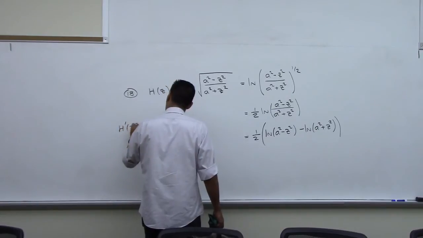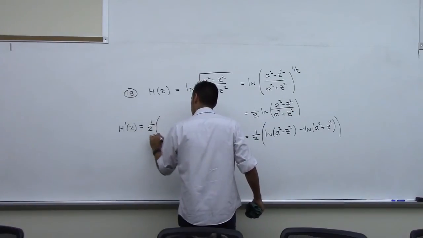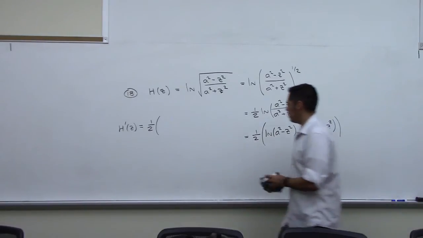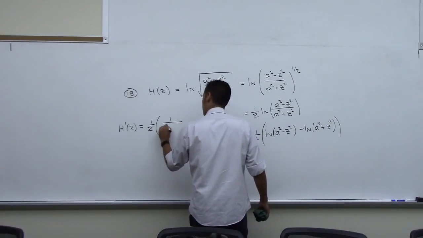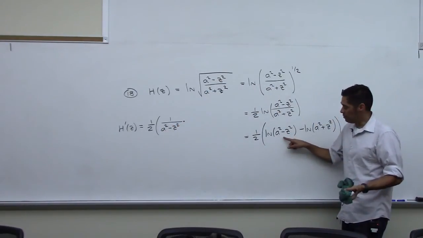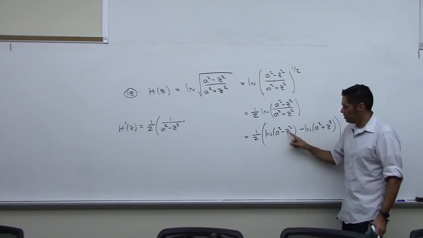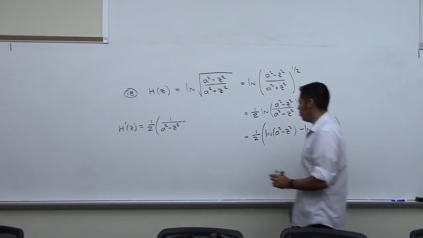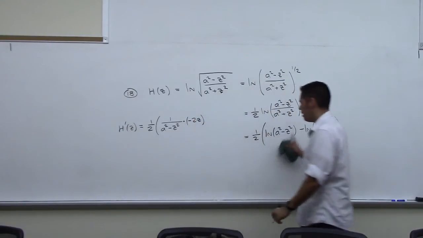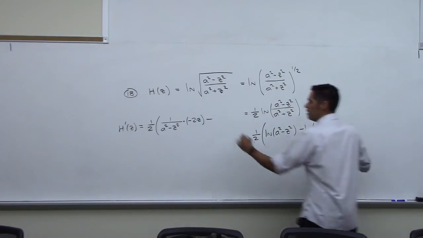H prime of z should be, let's just let 1/2 come for the ride because it's attached to all that. So 1/2, and in parentheses, I need to take the derivative of this. Derivative of natural log of something is 1 over that something times the derivative of what's inside. Now we're differentiating with respect to z, so the derivative of a squared is 0, it's a constant, so that's gone. Now the derivative of negative z squared, the 2 comes out, we get negative 2z. And we're done here.